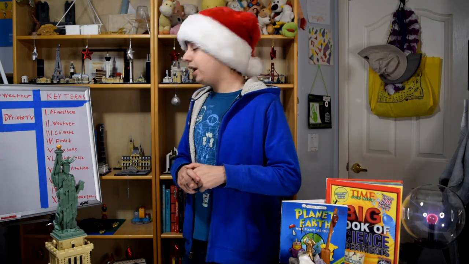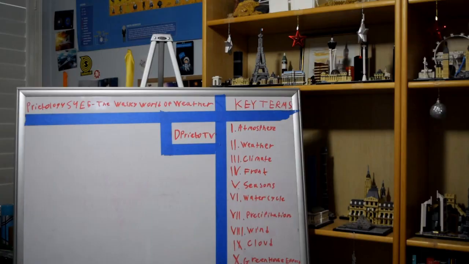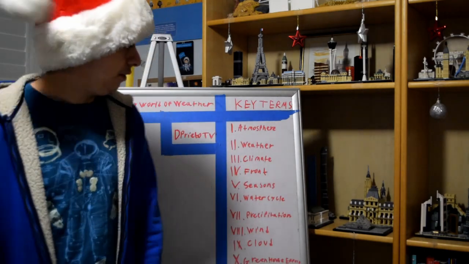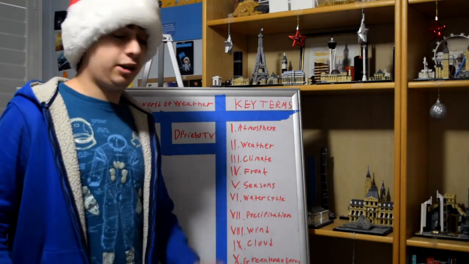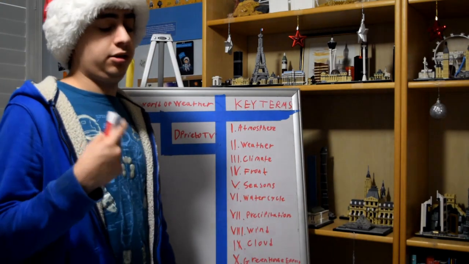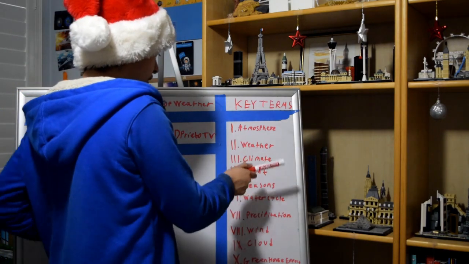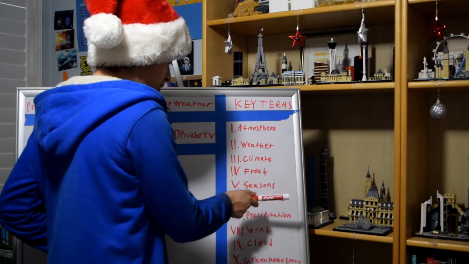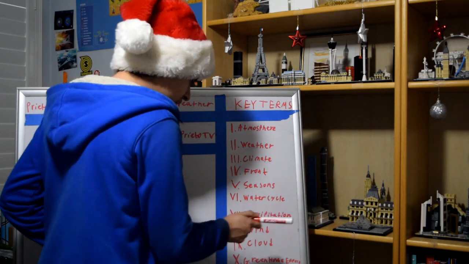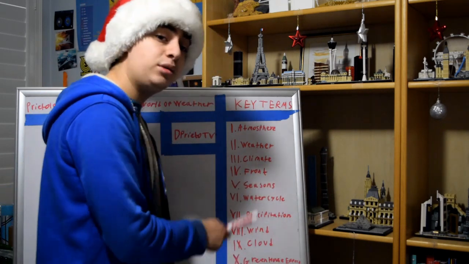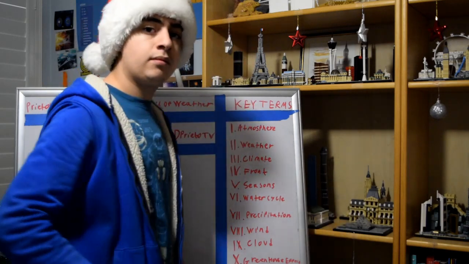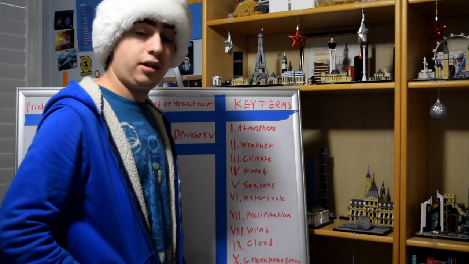Well, let's waste no more time. Let's go over the key terms. Here in our penultimate episode, the Wacky World of Weather, we've got 10 terms today. We're at the max amount of terms now, like I said at the beginning of the season. We have the atmosphere, weather, climate, front, seasons, water cycle, precipitation, wind, clouds, and the greenhouse effect. Well, let's get started on our first term.